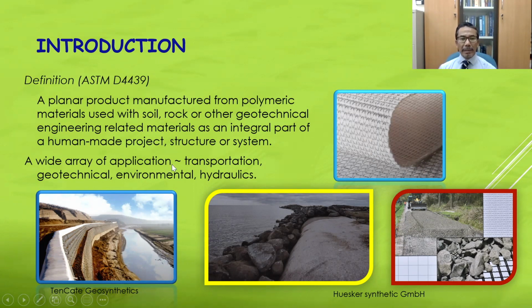The applications of geosynthetics in the civil engineering field are vast. The geosynthetic material can be used in transportation or highway engineering, geotechnical engineering, environmental engineering, as well as hydraulics. This photo shows the use of geosynthetic materials to form a retaining structure for slope stabilization work. This photo shows the use of geosynthetic materials as shore protection, and this photo shows the utilization of geosynthetic materials in road construction.